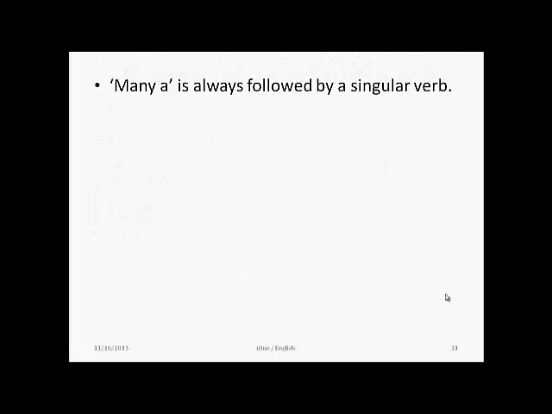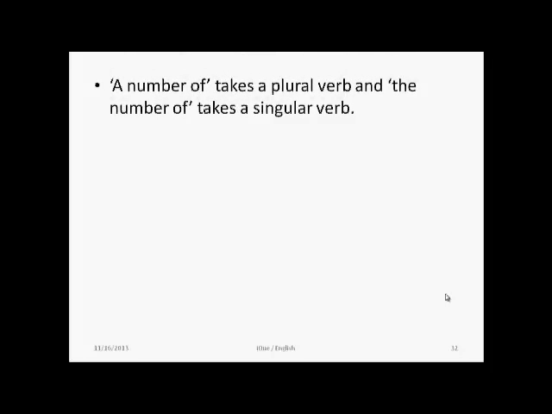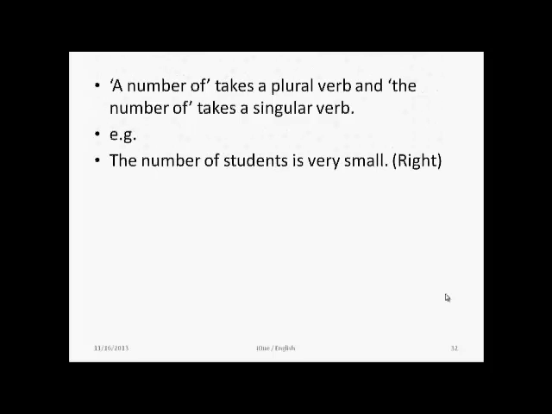The word many a is always followed by a singular verb. For example, many a man has drowned in the sea is the correct sentence. We would not say many a men have drowned in the sea, because many a is always followed by the singular verb. A number of takes a plural verb and the number of takes a singular verb. For example, we say the number of students is very small, while a number of boys were late for school.